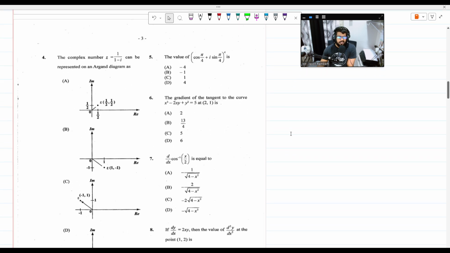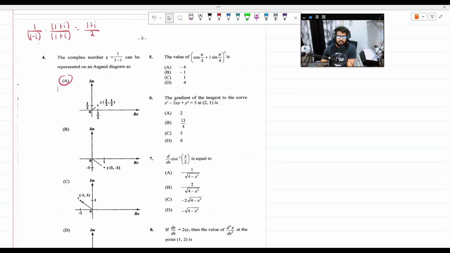This as well is a repeat, but just make sure it's the correct complex number we're looking at. They could be a little tricky and put, instead of 1 over 1 minus i, 1 over 1 plus i. So let's go ahead and rationalize this. 1 over 1 minus i multiplied by 1 plus i over 1 plus i. The denominator is going to be 1 squared minus i squared, which is 1 squared minus minus 1, which is 1 plus 1, which is 2. So a half plus a half i. A half plus a half i is going to give me A as the answer.